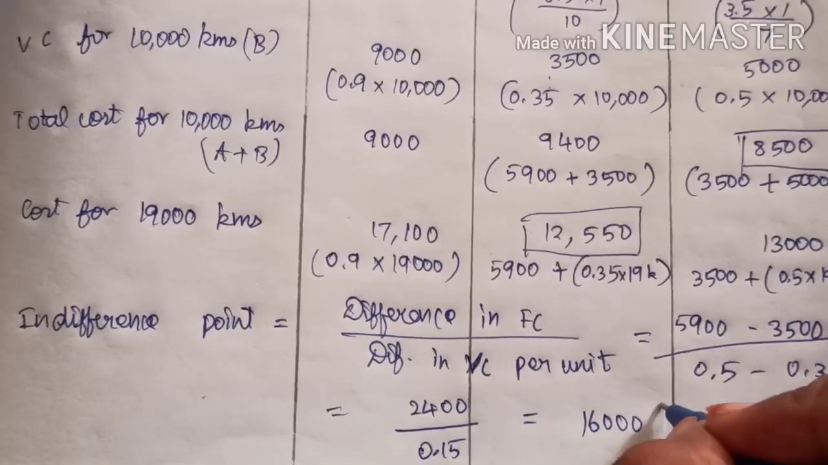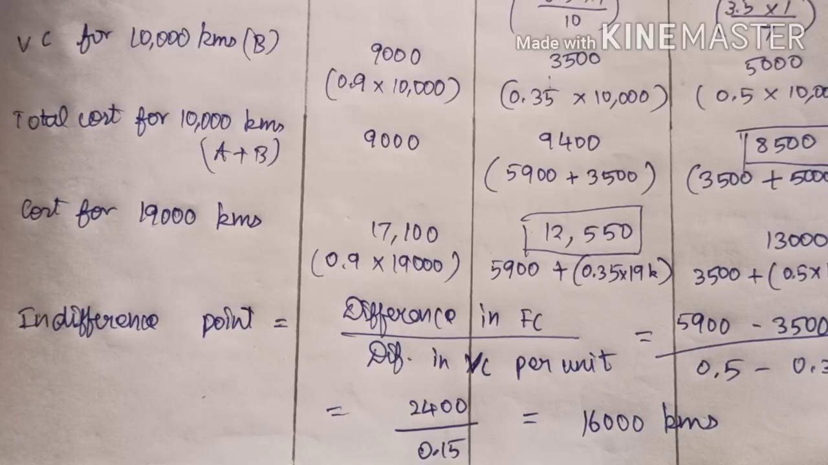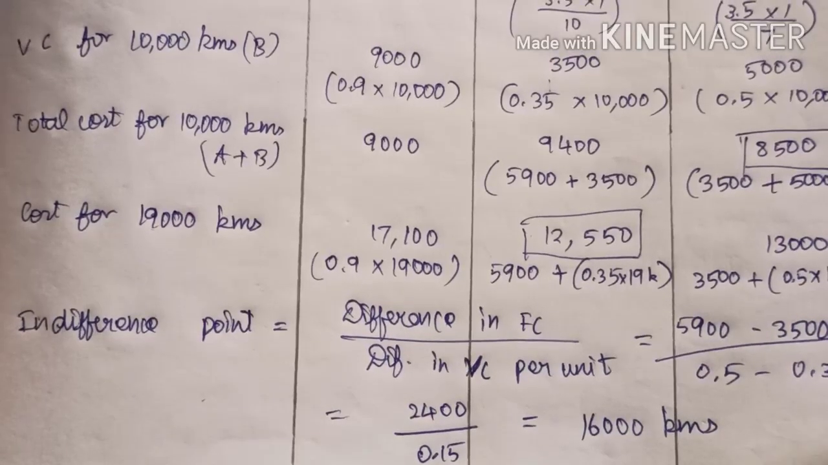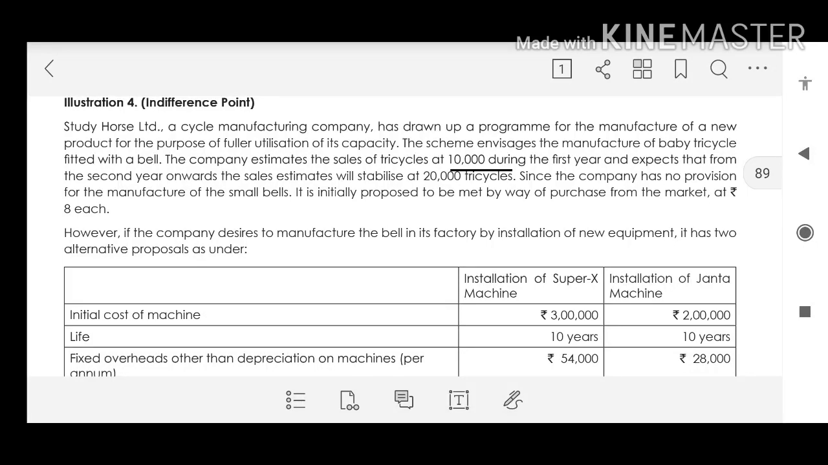See, 16,000 kilometers. At 16,000 kilometers, the cost of both the cars are equal. That's it. The next one is illustration 4.